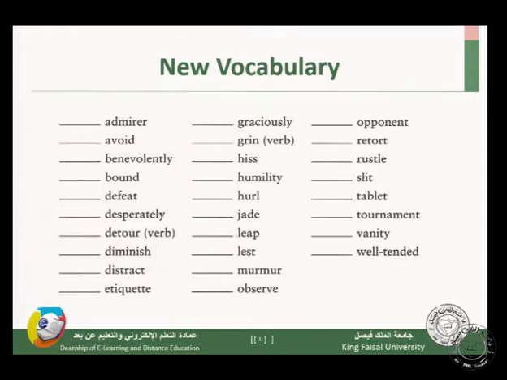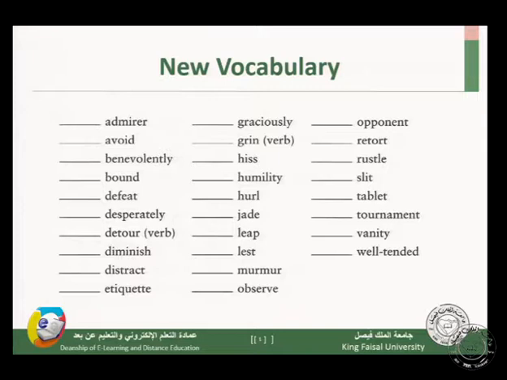Jade, it's a kind of stone. Leap, when you jump, you leap. And lest, to be scared of someone or something. Murmur, in Arabic we call it hamhama. Observe is when you see someone, you watch or listen to someone. Observe, عملية مراقبة. Opponent, خصم. Or in English we have several words that mean the same as opponent, like rival or challenger.